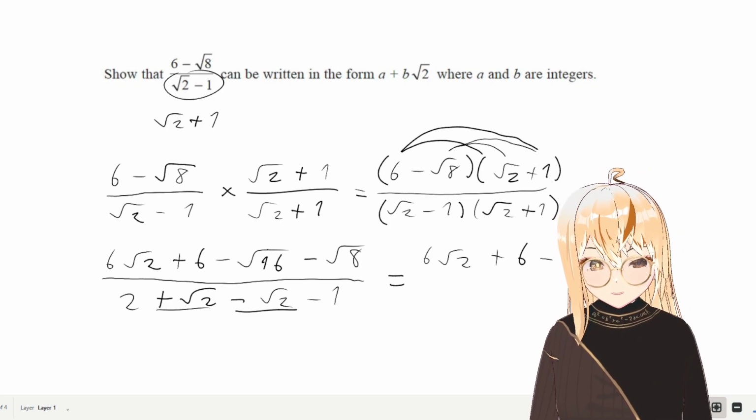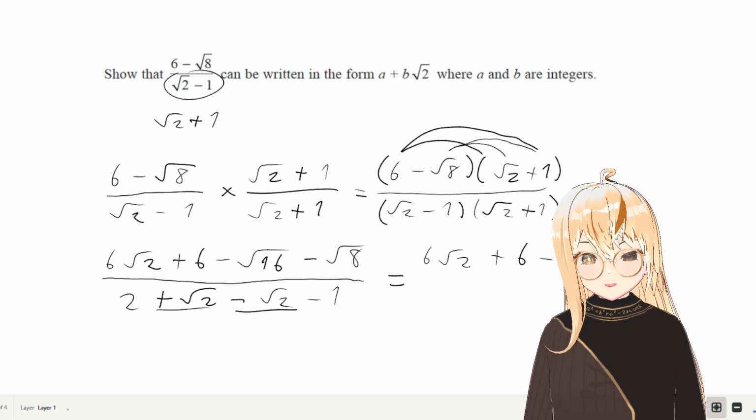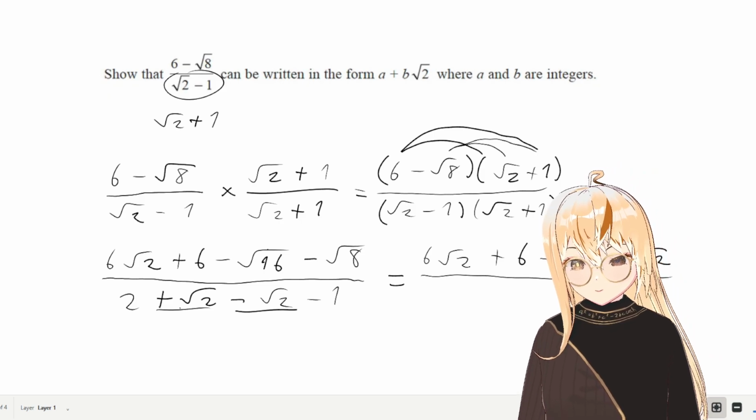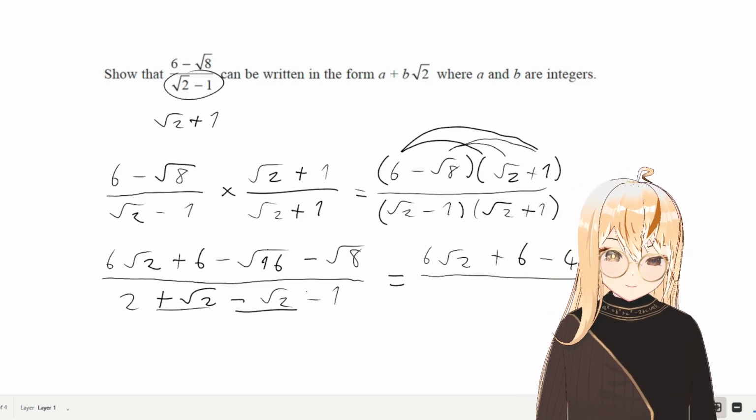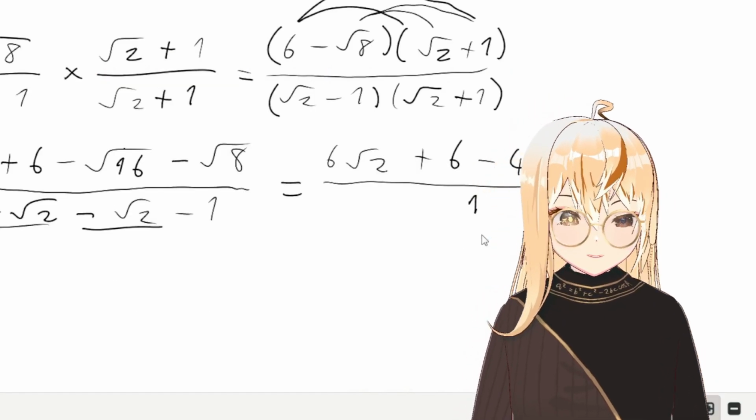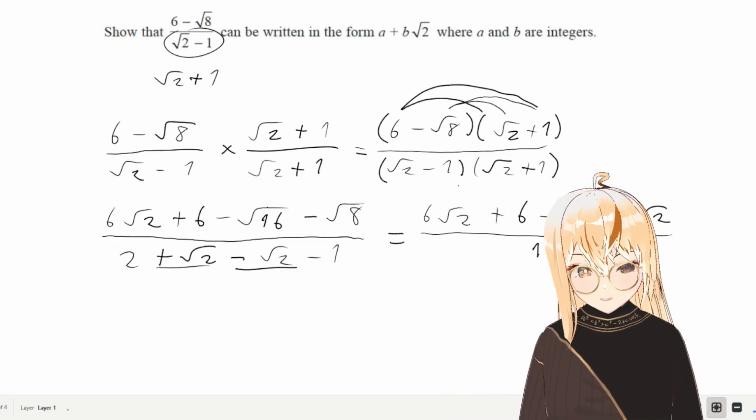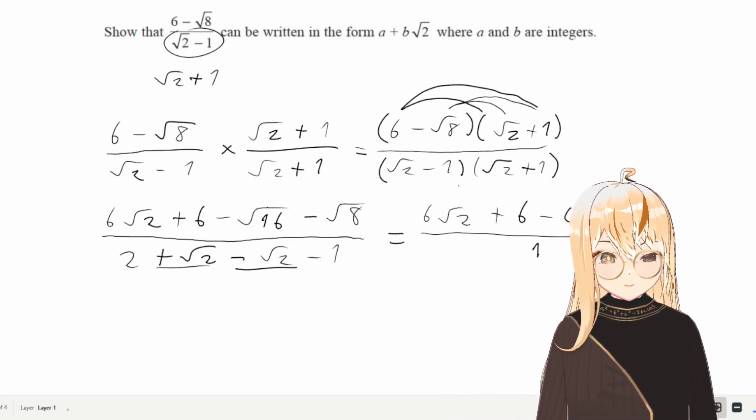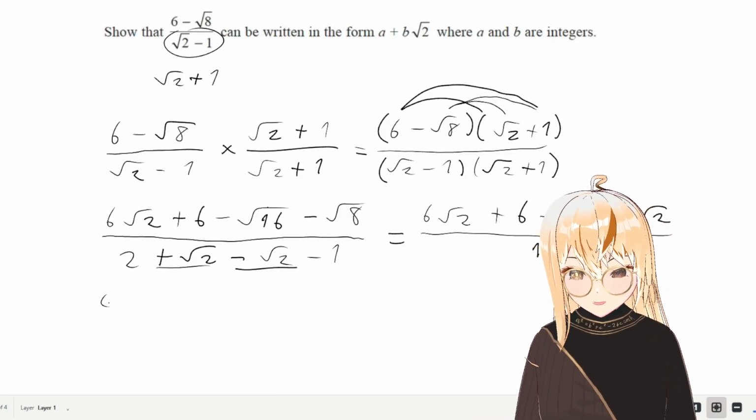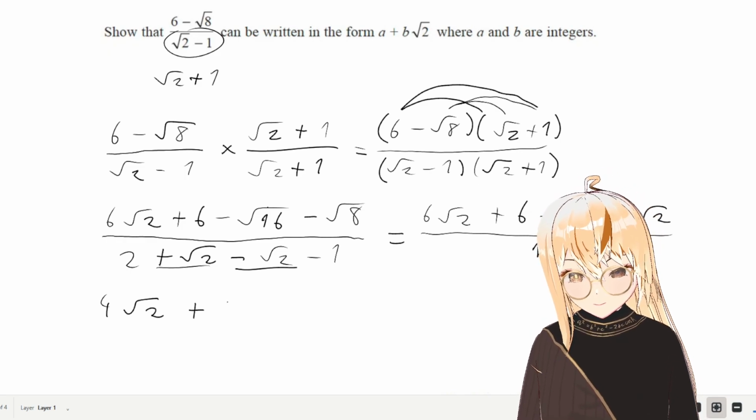Then root 8 simplifies to root 4 times root 2, so it becomes 2 root 2. The root 2's on the bottom cancel out, and you get 2 minus 1, which is just equal to 1. And when you get 1 in the denominator, it's basically useless. Just throw that away. And then we'll see that 2 root 2 is taken away from 6 root 2 to get 4 root 2. And then 6 minus 4, you just get 2.